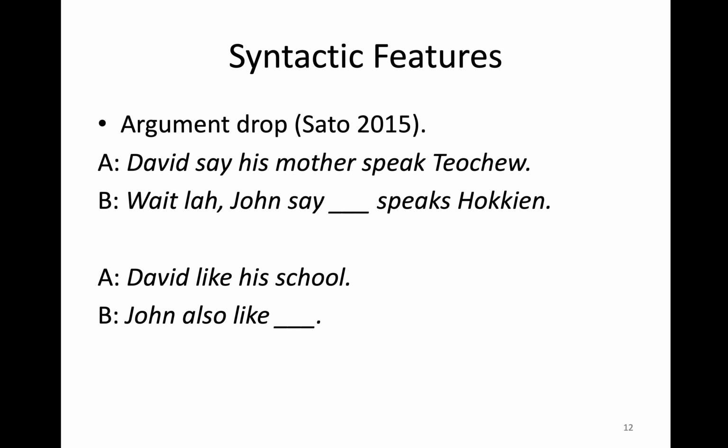Here's one of my favorites here, which is argument drop. This is where a direct object can be essentially left out, and this can be understood as a pronoun. So like in the first little dialogue at the top of this slide here, A says, David say his mother speak Teochew. B says, wait la, John say speaks Hokkien, where the gap is corresponding to what would be she in other Englishes. And then in the second dialogue here, David like his school, says A. B says John also like.